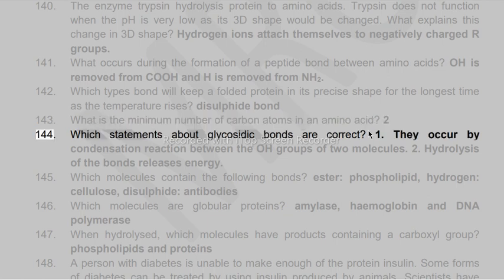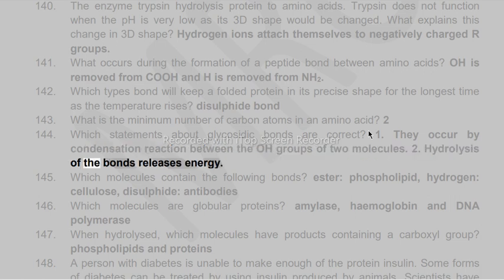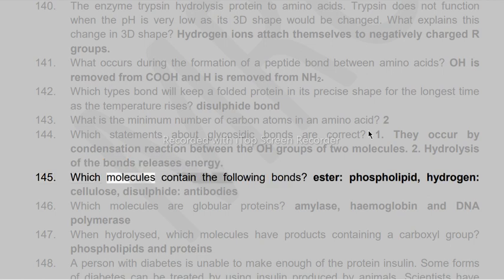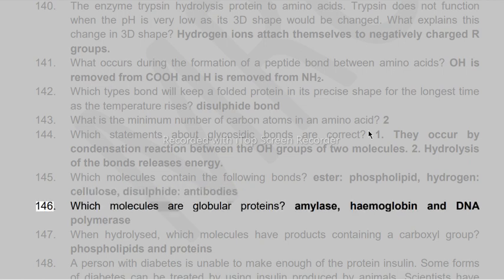144. Which statements about glycosidic bonds are correct? 1. They occur by condensation reaction between the OH groups of two molecules. 2. Hydrolysis of the bonds releases energy. 145. Which molecules contain the following bonds? Ester, phospholipid; hydrogen, cellulose; disulfide, antibodies.